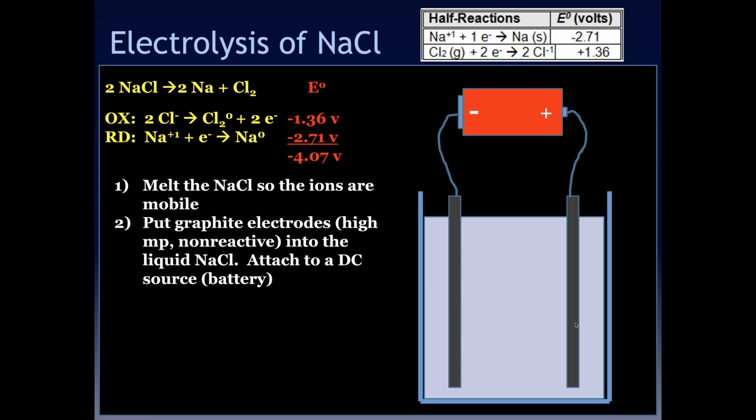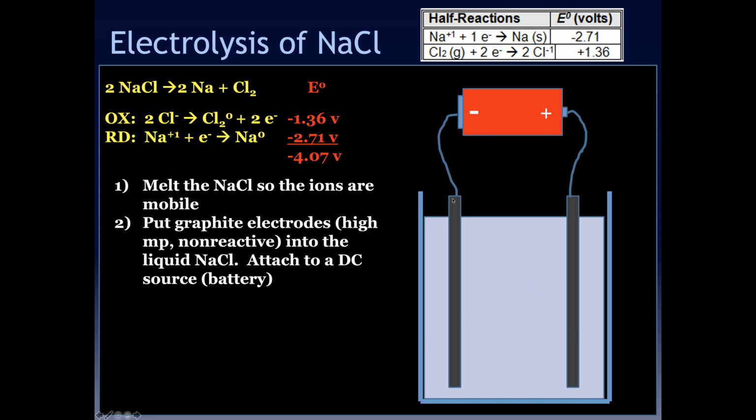Also, graphite is completely non-reactive. So it doesn't matter what elements we break this compound into, the elements we form will never react with the graphite electrodes. So graphite is not the strongest material in the world, but it gets the job done.